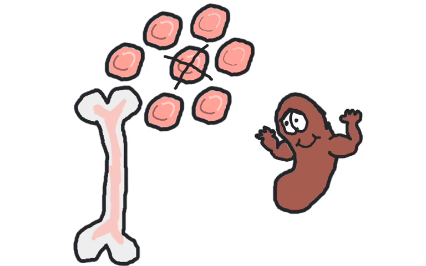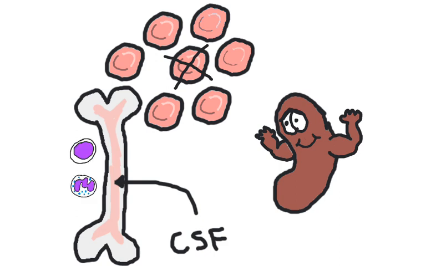Another type of hormone, called the colony-stimulating factors, also works on the bone marrow, but these hormones drive the differentiation of those mesenchymal stem cells into white blood cells. There are a number of different colony-stimulating factors that can drive the production of different types of white blood cells.